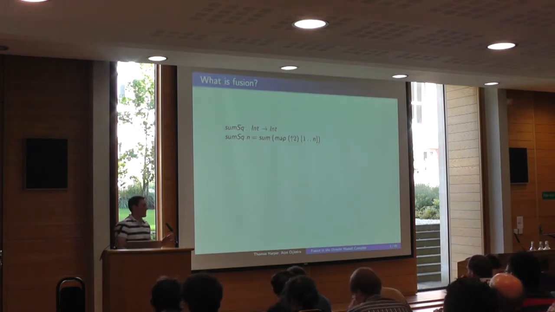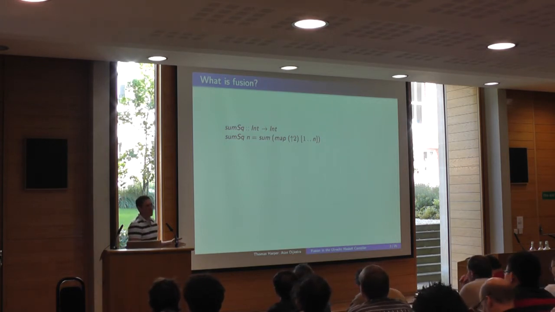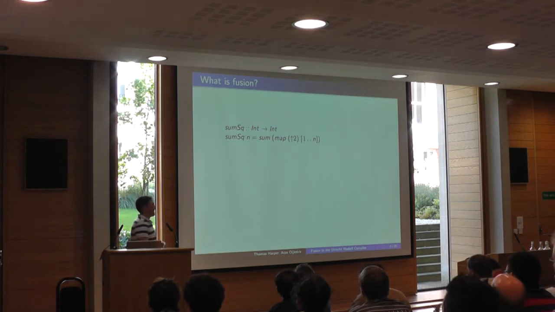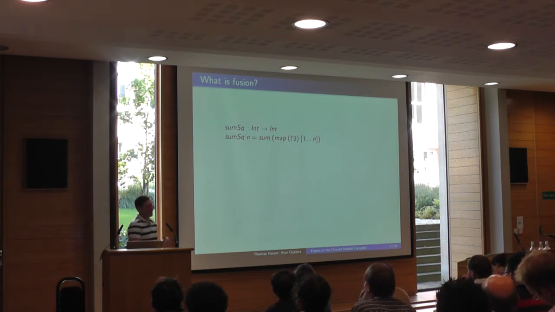So just to get everyone on the same page, we're going to go through a brief example of what I mean by fusion and what exactly we're implementing in UHC. This is a typical functional programming example, and a very typical one for fusion, which is the sum of squares. So we're generating an enumeration from 1 to n. We're squaring the resulting list, and then we're summing that list together.